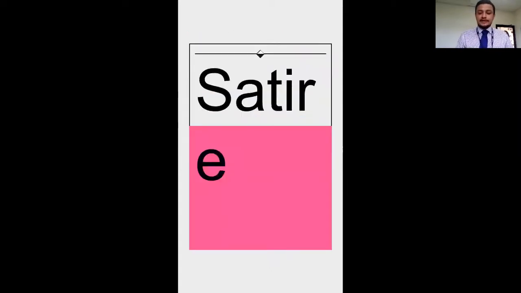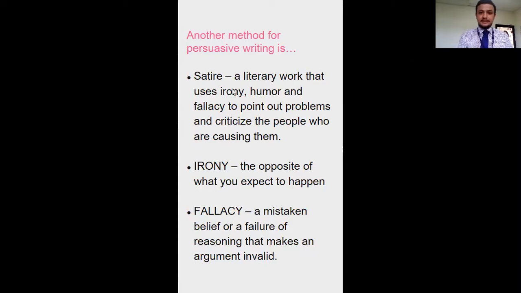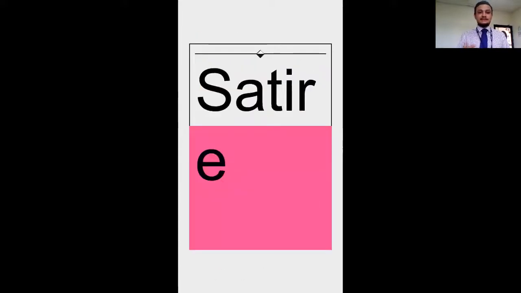So we understand satire as the literary work that uses irony, humor, and fallacy. For what purpose? To point out problems and criticize the people who are causing them. And we understood then what irony and fallacy are. Satire.